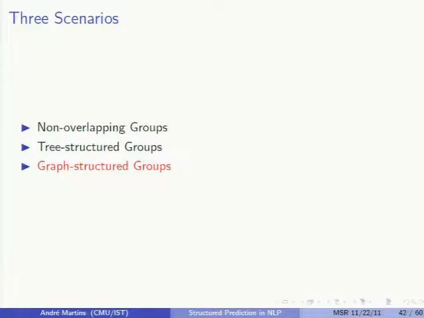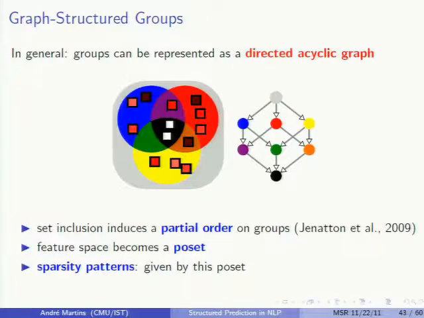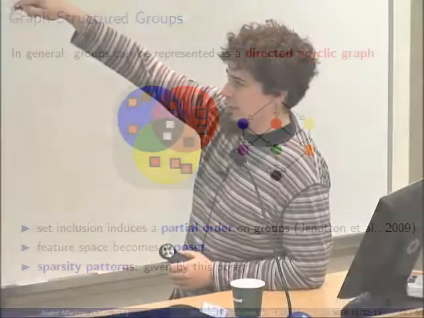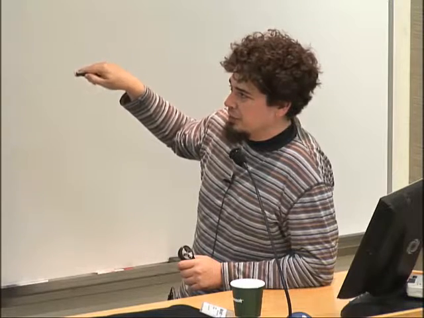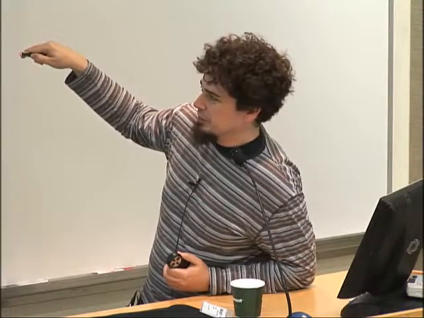So let's go to the general case where we allow for arbitrary overlaps. In that case, we get a DAG. This DAG is essentially the Hasse diagram of the poset structure of the feature space. By defining a partial order based on set inclusion, if one group is included in another group, we say that group is less than or equal to the other. We endow our feature space with the structure of a poset, and we can represent that structure by drawing the Hasse diagram. If a node is a descendant of another node, that means that group is included in the ancestor group. The sparsity patterns are given by this poset, just like the tree case. So if you discard, say, the red node, this is going to throw away the violet one, the orange one, and the black one, but not the green one. Okay?